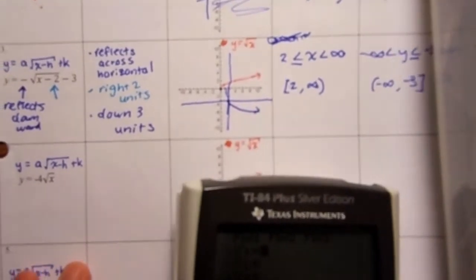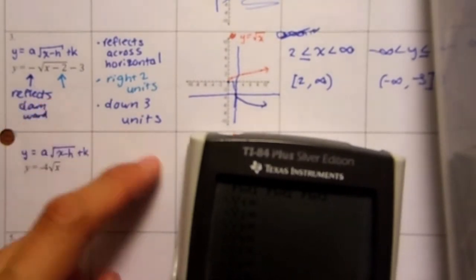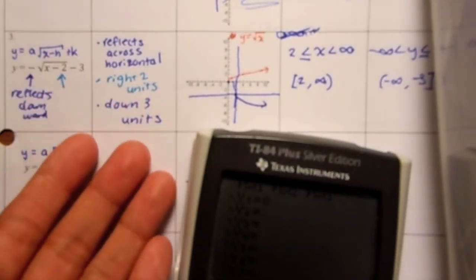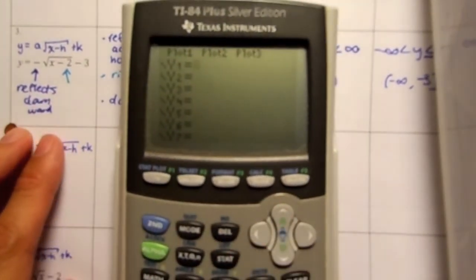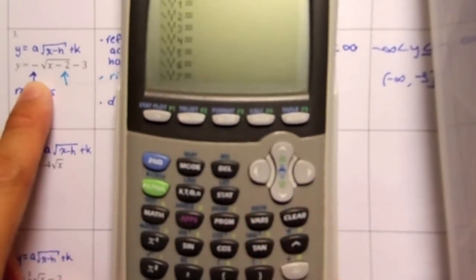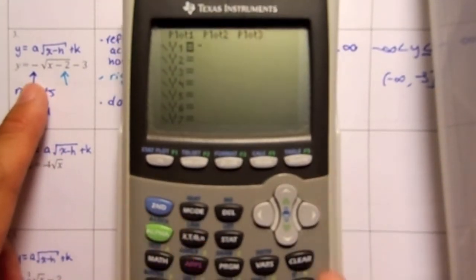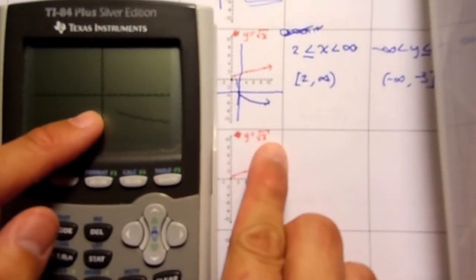And here's a little hint for your test, or in any case in math. If you have an equation and you're asked to graph it and you forgot all the different types of transformations, use your graphing calculator. You have y equals. All you need to do is just plug it in and it'll give you the graph. And there's your graph, which looks exactly like that.